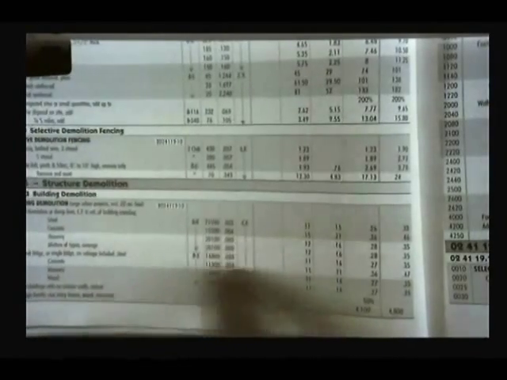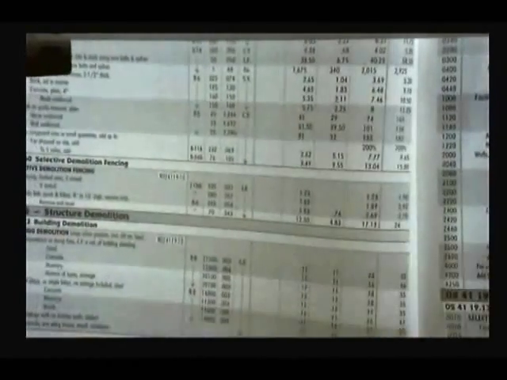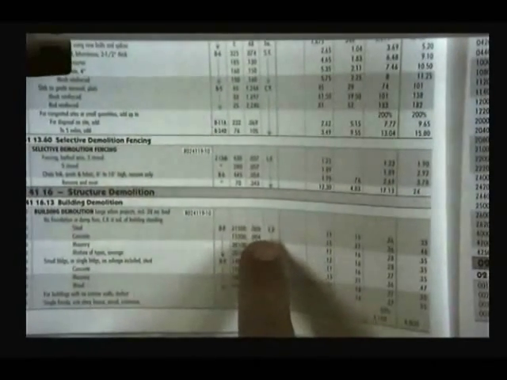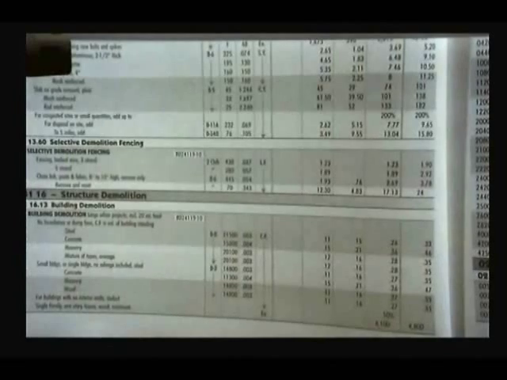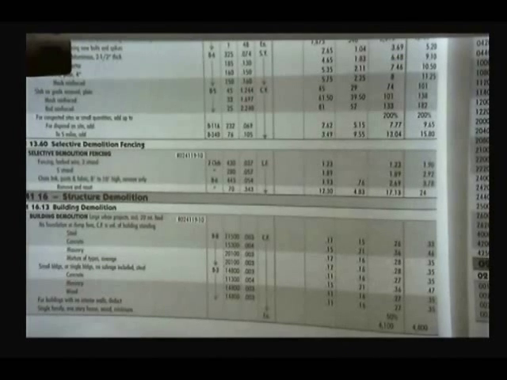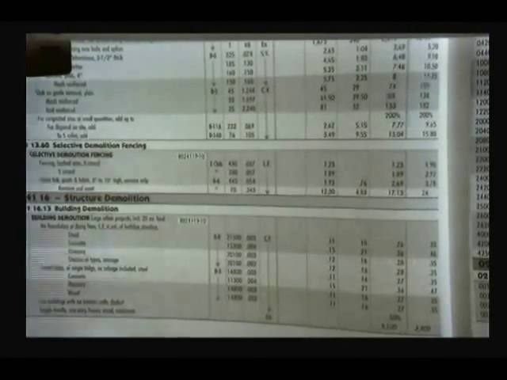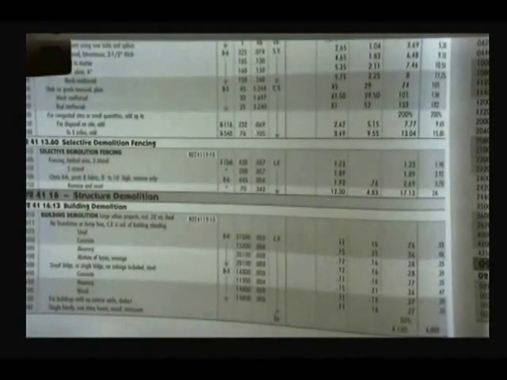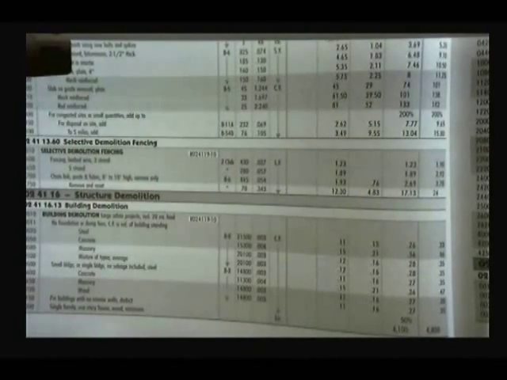So the interesting thing is the unit of measure. What is the unit of measure here? Cubic feet. So you need to estimate the volume of that structure and multiply by these factors to estimate the demolition. Okay, so what is it that we have in our building that needs to be demolished?